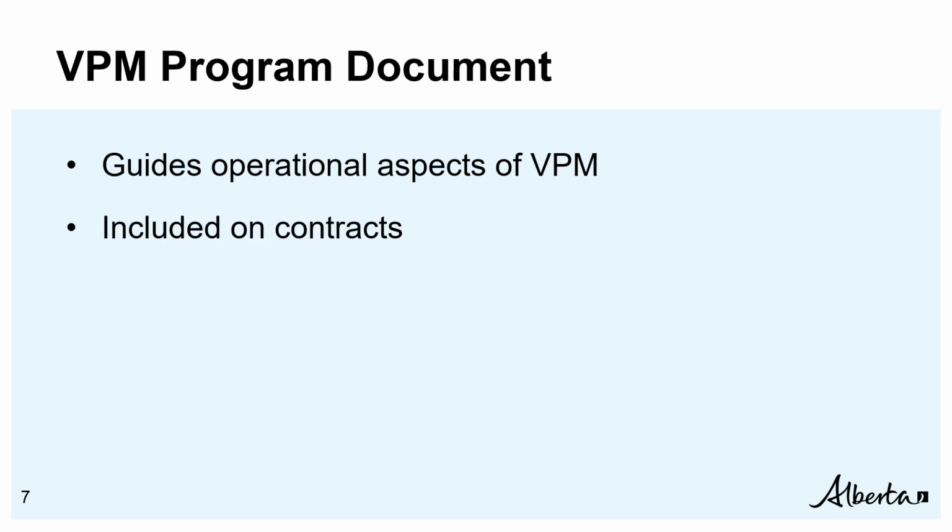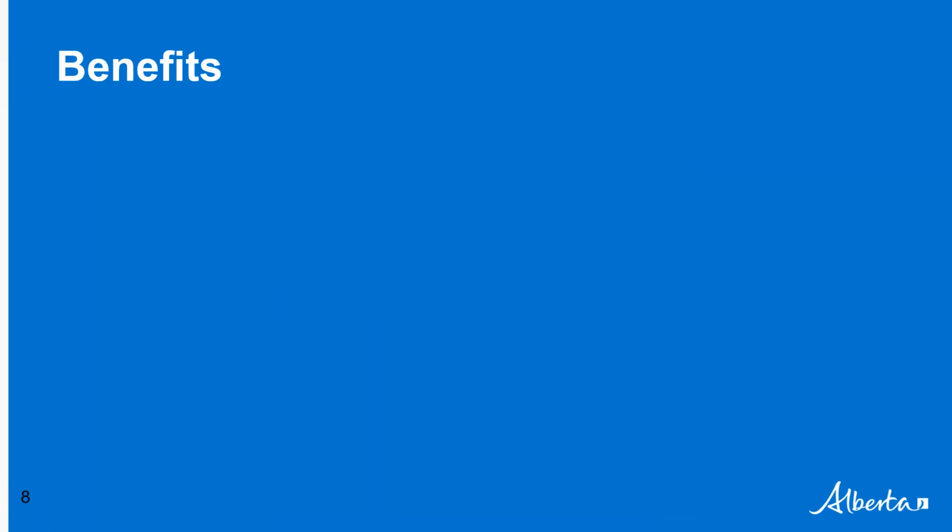In fact, as the VPM program document is cited within VPM included contracts, it is an inherent part of the agreement, and thus both vendors and Alberta Infrastructure are required to fulfill their contractual duties as it relates to the VPM program. The VPM program document is available in PDF form on alberta.ca by searching for Vendor Performance Management. What are some of the benefits of the VPM program?